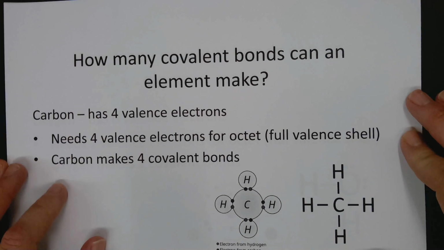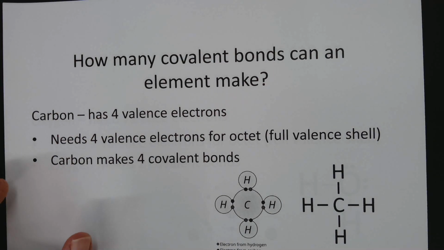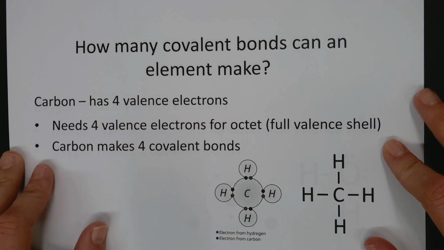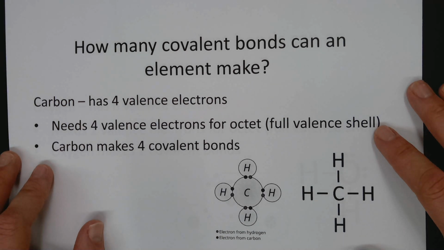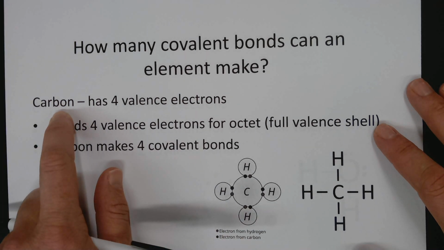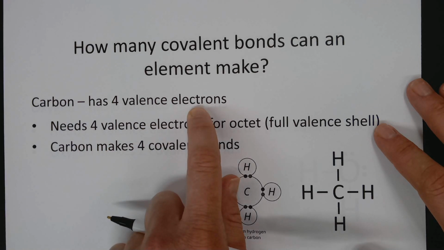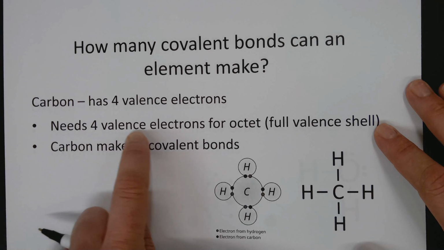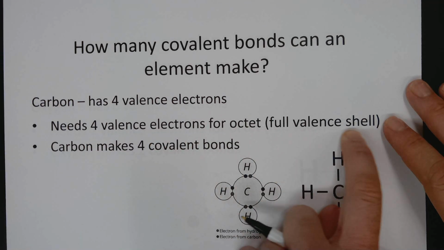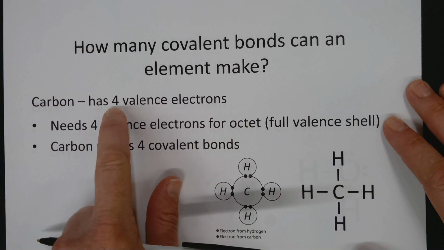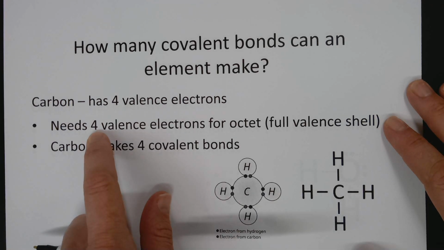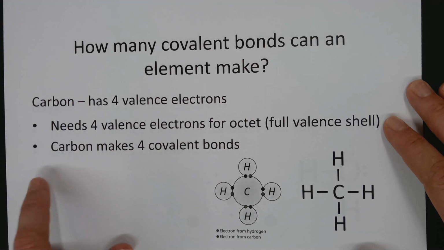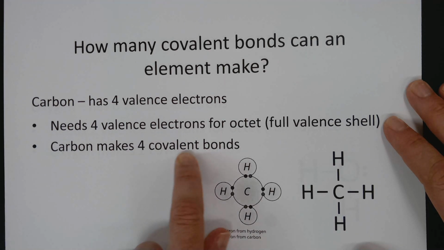Now, based on what we've learned about electron configurations and valence electrons, we actually can predict how many covalent bonds an element is going to make. So let's take carbon, for example. Carbon has 4 valence electrons. And so in order to achieve an octet, it's going to need 4 more valence electrons. So that's going to give it a full valence shell. If it has 4 and it wants 8, it's going to need 4 more valence electrons. So carbon is going to make 4 covalent bonds.